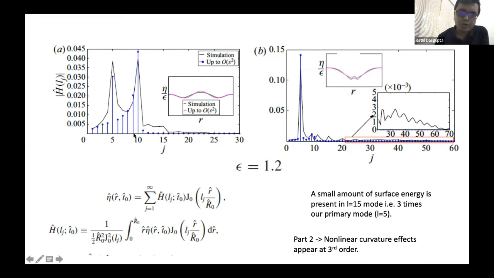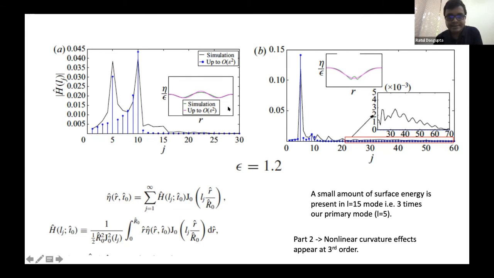Now, this 10 is not a coincidence. This 10 is actually 2 times 5, and 5 was the primary mode. Remember that ours is an order epsilon square calculation. So the generic feature is that if we have energy going into modes which are more than 2 times the primary mode, then the theory is unable to describe that. So this is a second order theory. It's not able to capture any transfer of energy to anything beyond 2 times the primary mode.